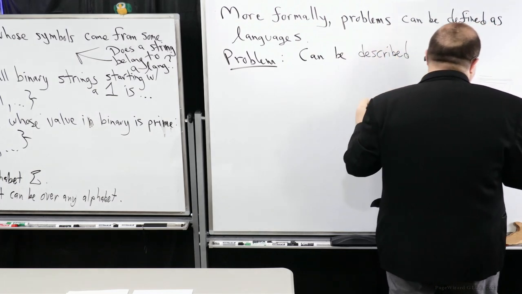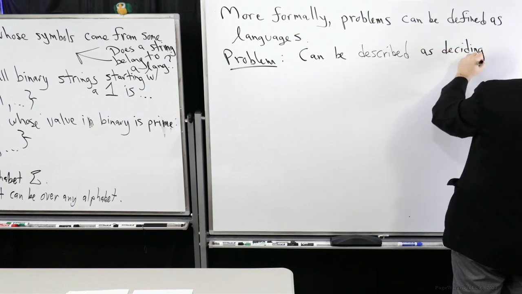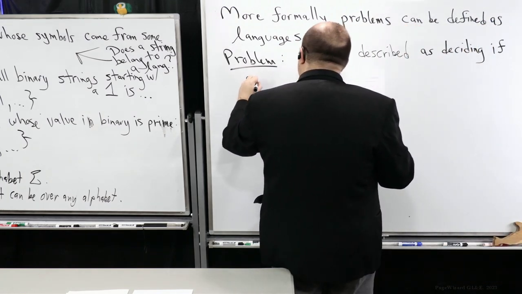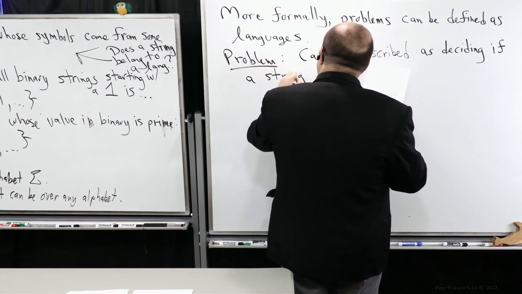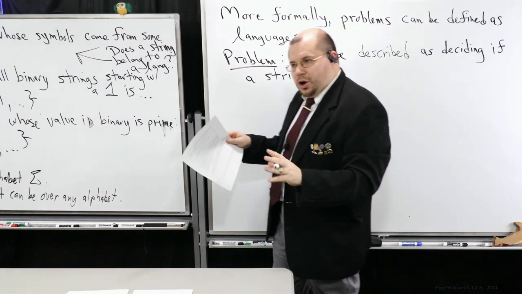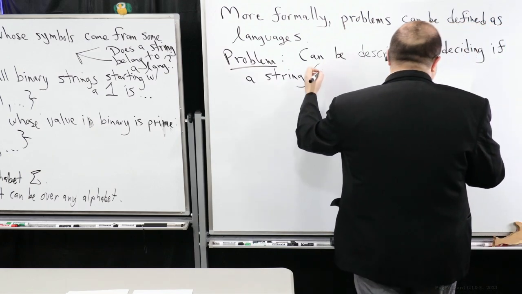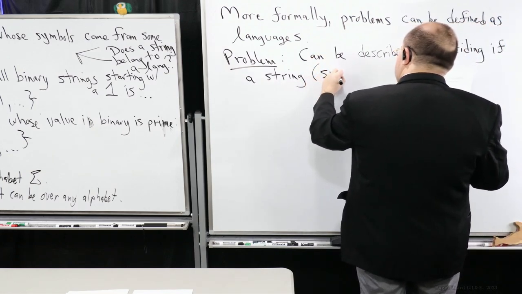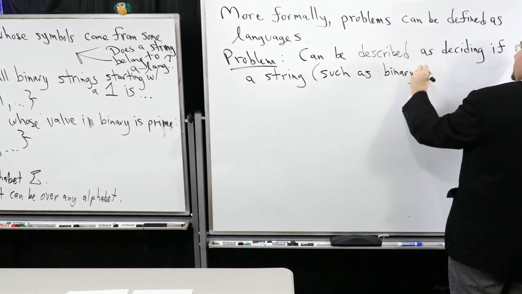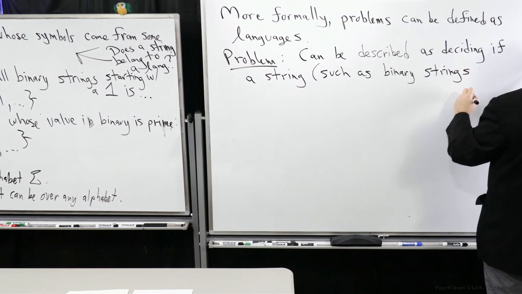So these can be described as deciding, and I use the word decide very specifically, deciding if a string, which I must stress can be binary strings, which in the context of theory of computation is almost always presumed to be the default. And you don't lose anything by doing that. I'll let you think about that, or if you have questions about it, you're welcome to bug me about it. I will most certainly answer it.